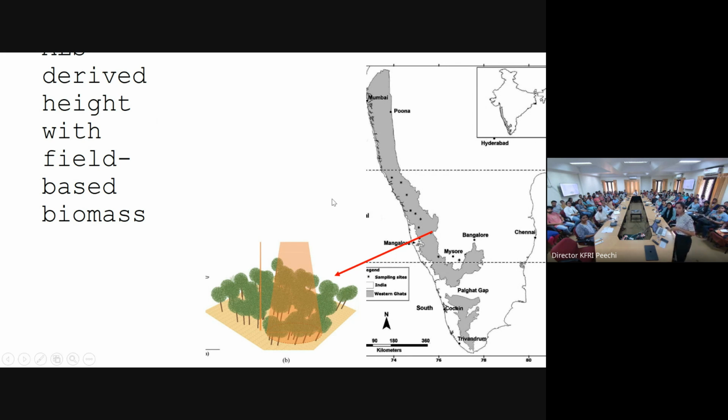Another really cool way to use data from airborne LiDAR is, imagine that you have collected airborne LiDAR data over the whole of Western Ghats here. And how do you convert this height estimate that you get from this airborne LiDAR data to biomass? So this is one cool way how airborne LiDAR data can be used.